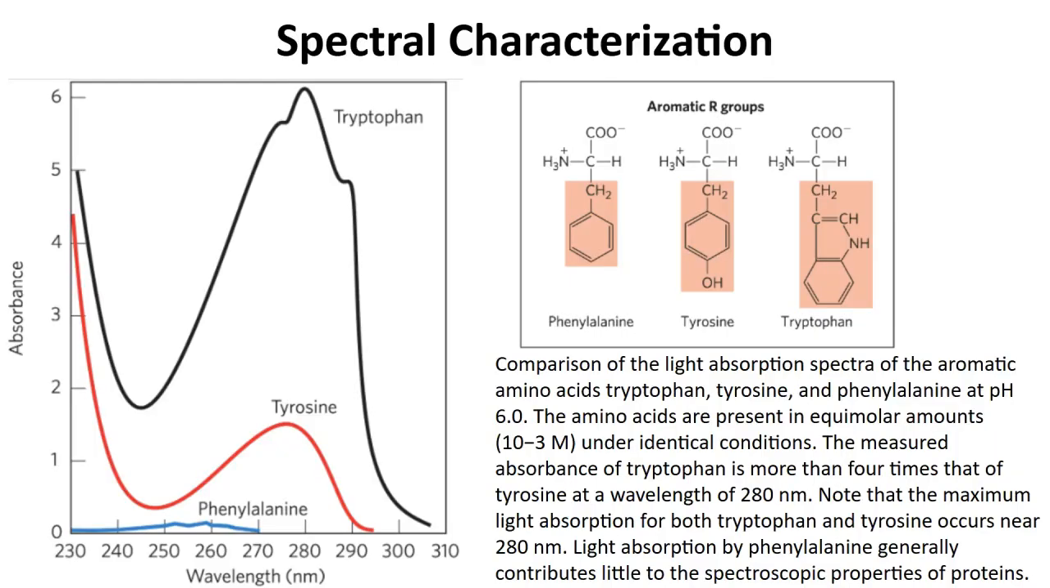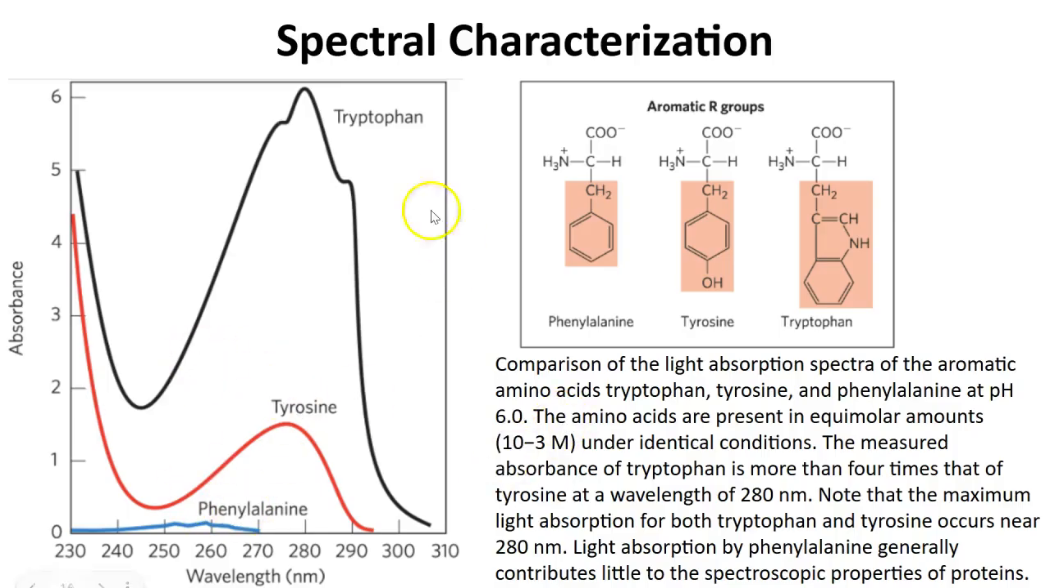And so there's also some spectral characterization with amino acids. We can utilize this to help determine different concentrations of proteins, because as you know, amino acids are the building blocks of protein. So if these particular amino acids are part of the protein, we can figure out, spectral wise, the concentration of protein that is in the solution.